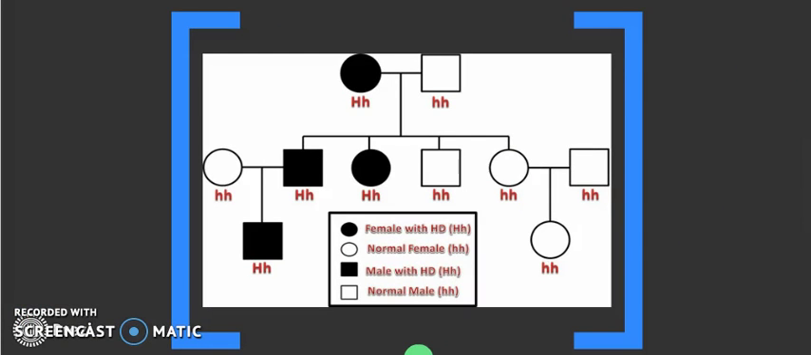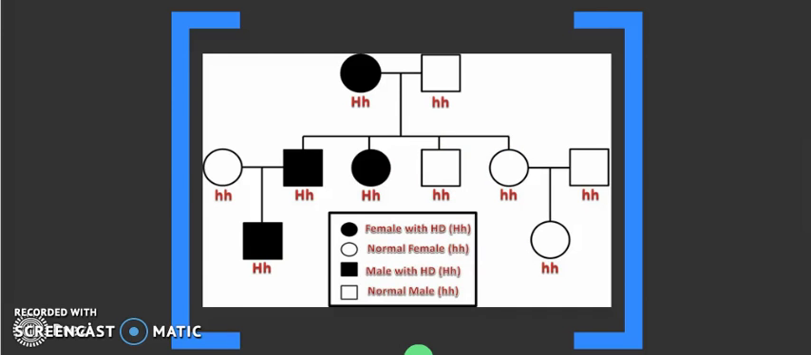This pedigree shows us how the disease is passed down through generations. The HTT gene is the dominant trait and the recessive is normal. With Huntington's disease, the offspring of a parent that is affected with the disease has a 50-50 chance of getting the disease. We can see that here because one female and one male are affected with the disease, right here, and one female and one male is not affected, right here.